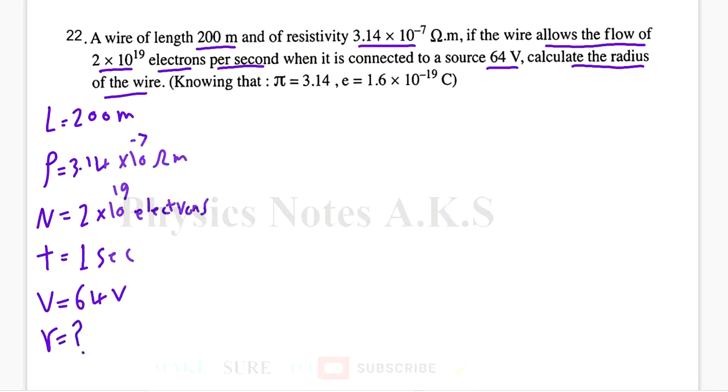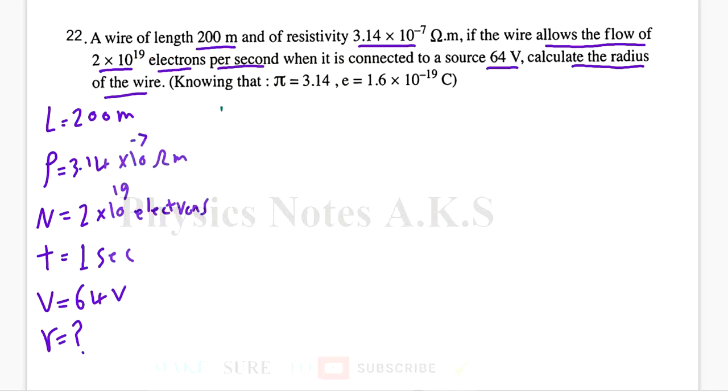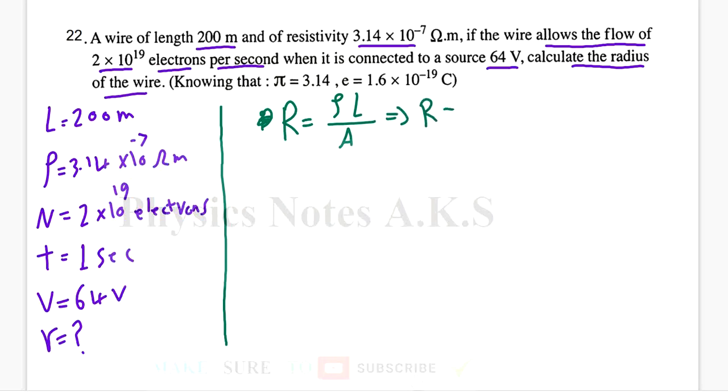Okay. Since they want the radius, of course, I need to find the area. Where do I have an area? I have it in this formula. No, not resistivity. I have R equals rho L over A. Okay? Instead of A, I can put here R equals rho L over pi r squared, because the cross-sectional area of the wire is a circle.